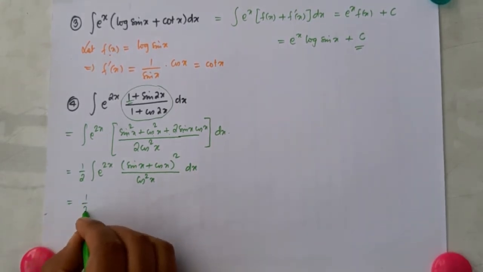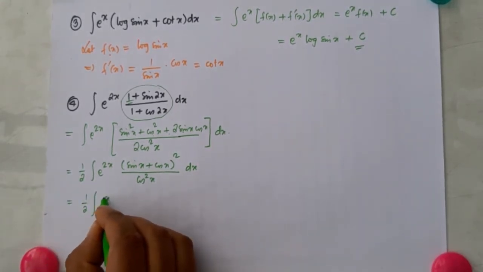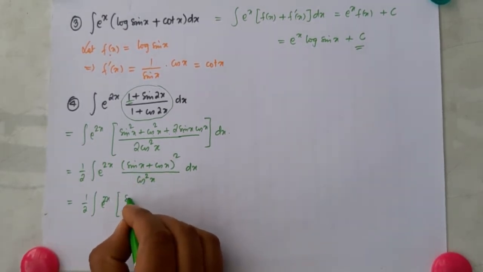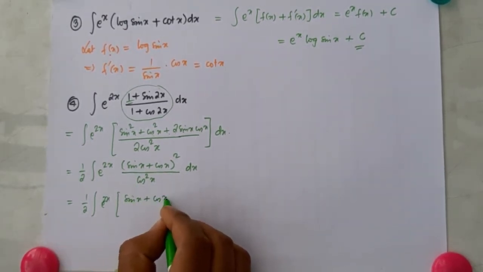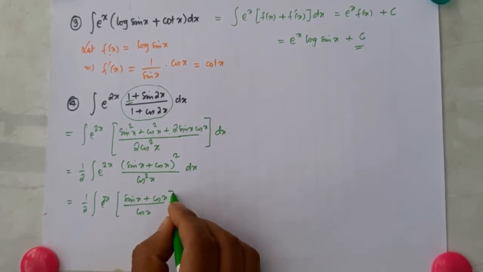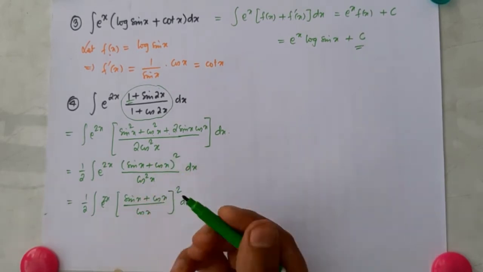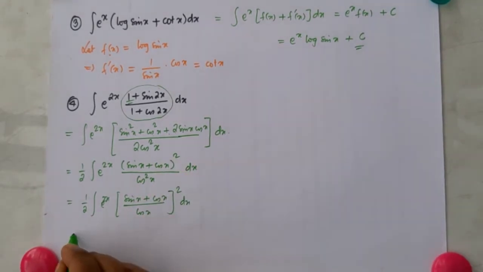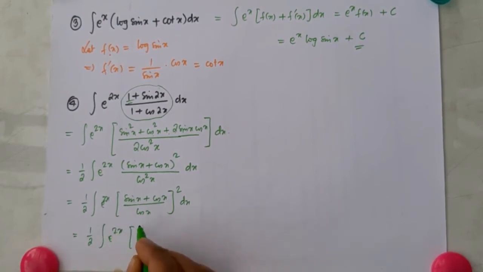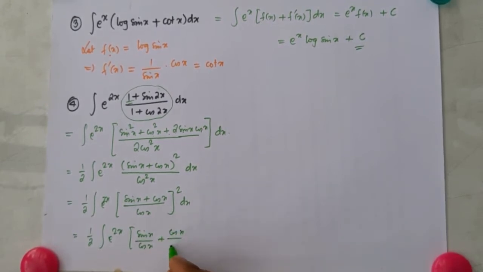Now half integral e to the power 2x is there. Now can I write this as sine x plus cos x by cos x whole square? Is this allowed? Yes, this is also allowed, because here also we have square, here also we have square. So this is a half integral e to the power 2x. This can be written as sine x by cos x plus cos x by cos x, whole square dx. So this is actually 1.